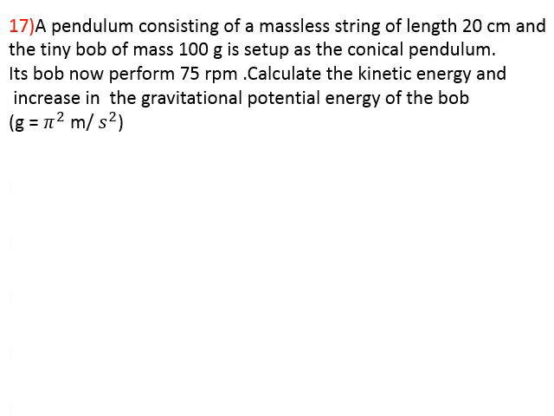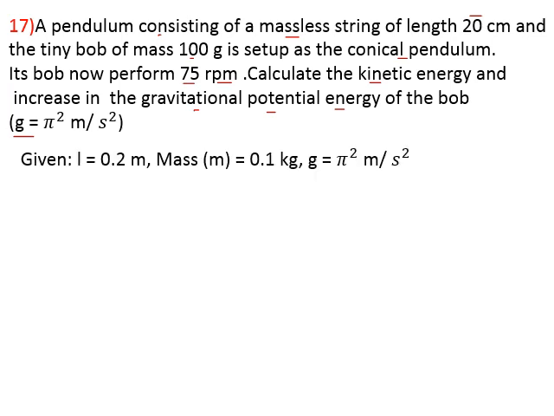See this problem. Read it carefully again. A pendulum consisting of a massless string of length 20 centimeter and a tiny bob of mass 100 gram is set up as a conical pendulum. Now the bob performs 75 revolutions per minute. Calculate the kinetic energy and gravitational potential energy of the bob, and g is given. So first we have to write down the data. The length of the string is given, the mass is given in gram, we have to convert it into kilogram.